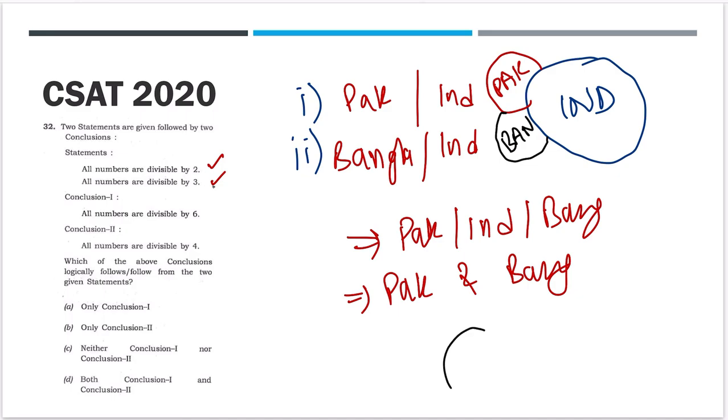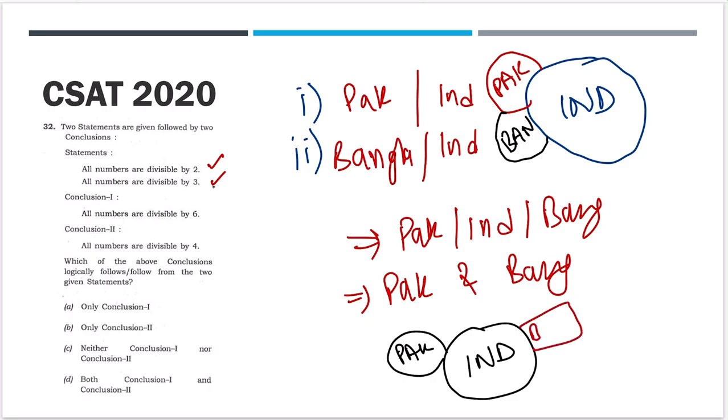Or the second case could be like the real map of India. India is here, we have Pakistan here, and in the third case, we have Bangladesh here, right? This is how the original location of the countries looks, right? Now let's see.